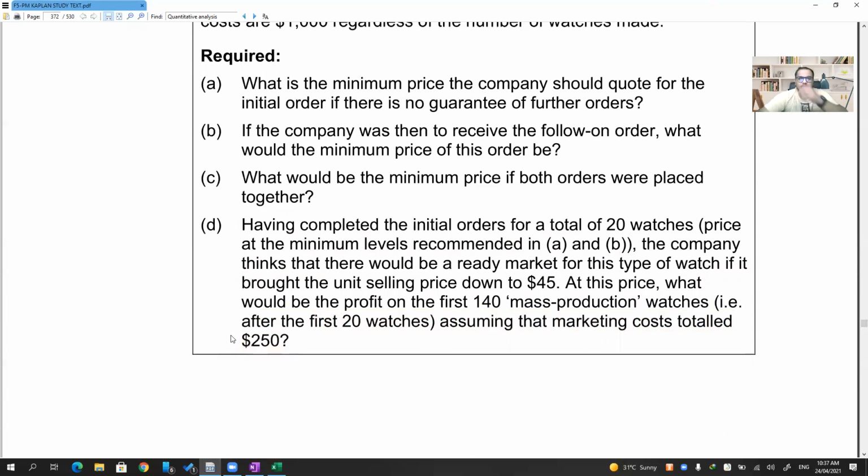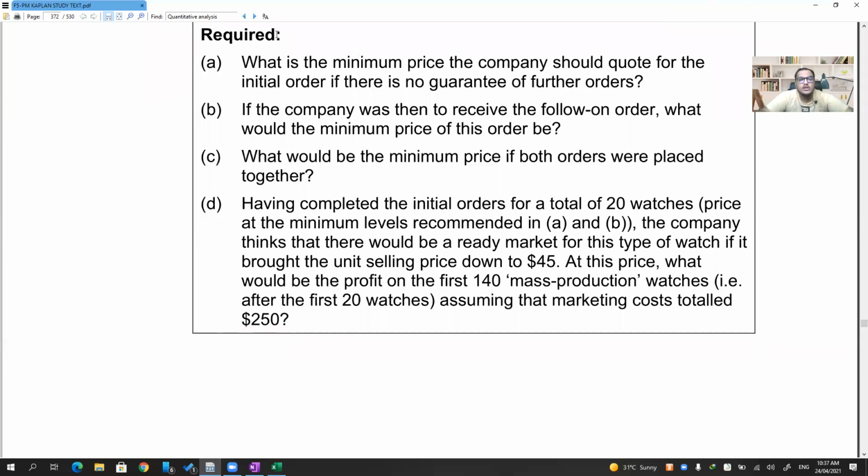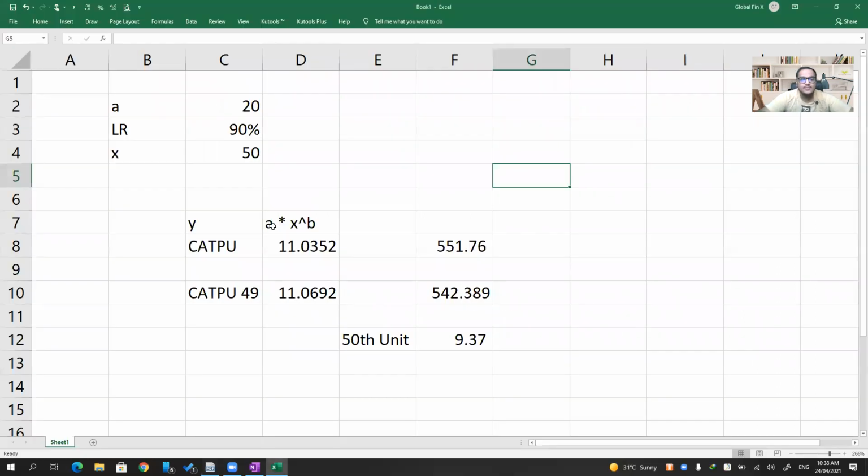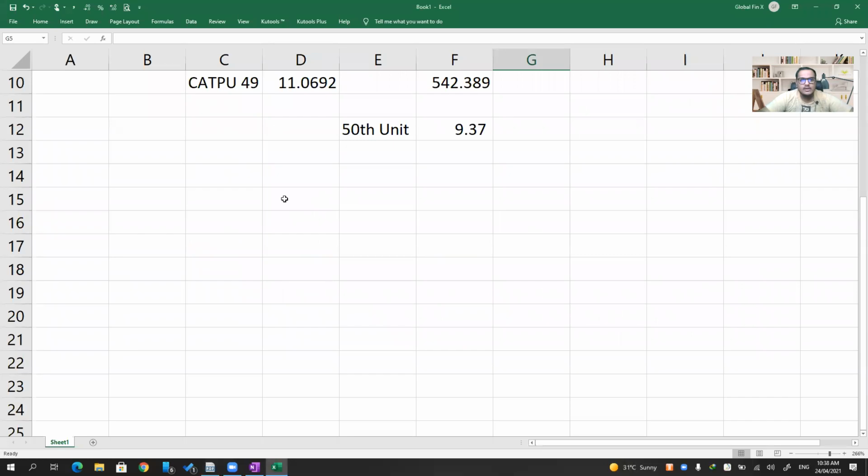Very, very nice question. Must see what they're telling you. First two batches, first 10 units are sold at $160. Second 10 units are sold at $48. Already done. Then next 140 units are being produced. Okay, let's go to Excel. See, first batch is 10 units. Second batch is also another 10 units. Now they are producing 140 extra units.